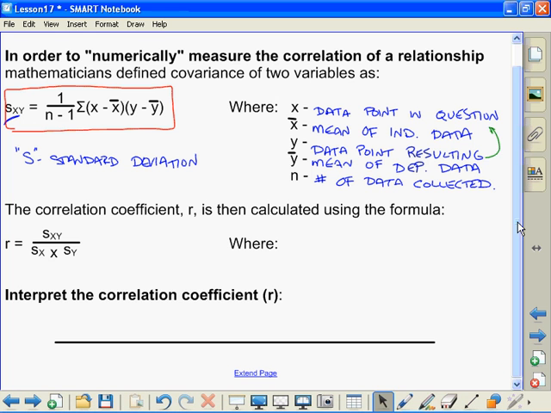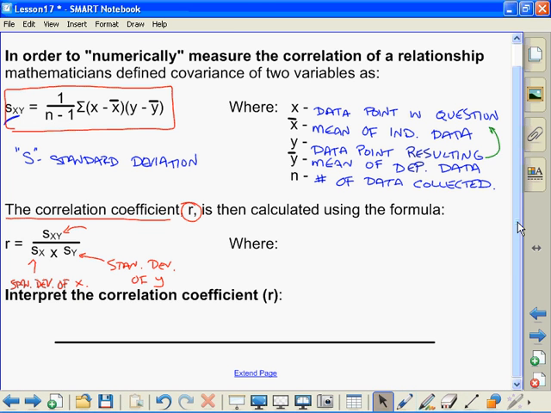So the correlation coefficient, this is what we're really concerned with here. The correlation coefficient, and the variable for it is r, is calculated using this formula. It takes the covariance that we just calculated from above, divided by the standard deviation of x and the standard deviation of y. And that kicks out a value of r.